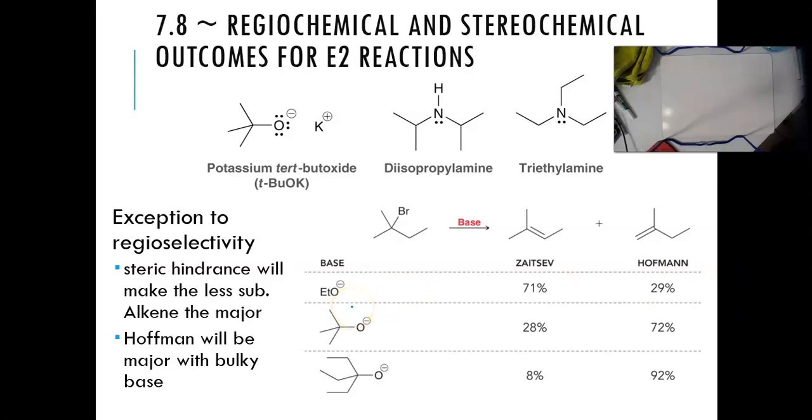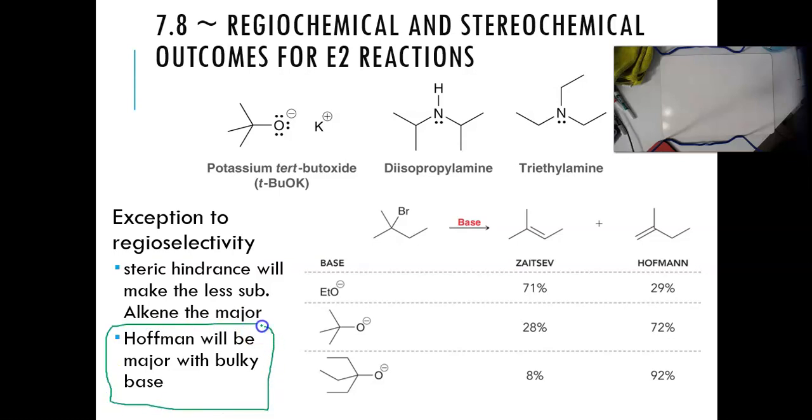Now, the Zaitsev and Hofmann products being major and minor is based on steric hindrance. If we are using a base that is more sterically hindered, then it's going to be more difficult to get to the more substituted side, the more substituted beta carbon. So if we're using a bulky base, then the major product will be the Hofmann product, or another way to say that is that the major product will be the less substituted alkene. So here's our exception right down here at the bottom.